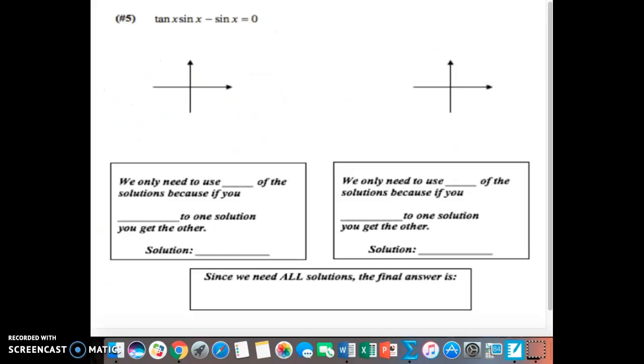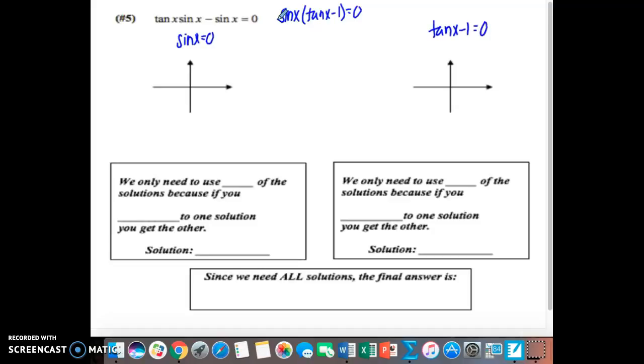So our last example is tangent of x times sine of x minus sine of x equals 0. We were asked to find all solutions. So the first thing we should notice is that we can factor out a sine of x. Once factoring out a sine of x, we are just left with tangent of x minus 1 equals 0. So now we have sine of x equals 0, and we have tangent of x minus 1 equals 0.